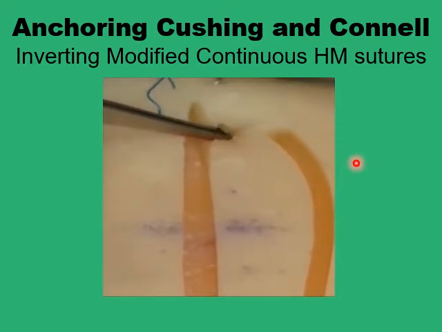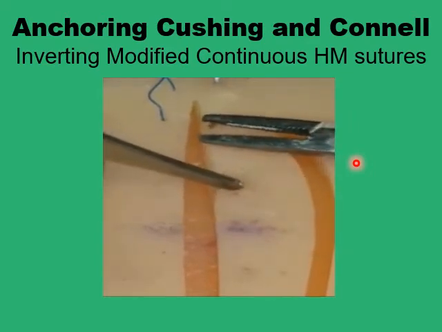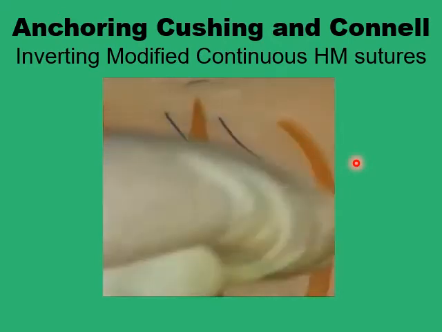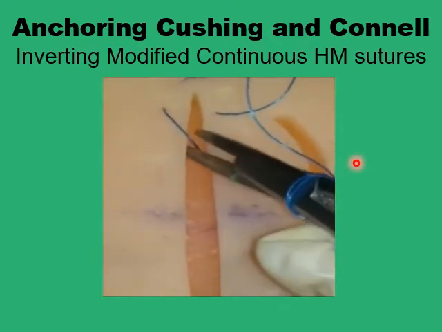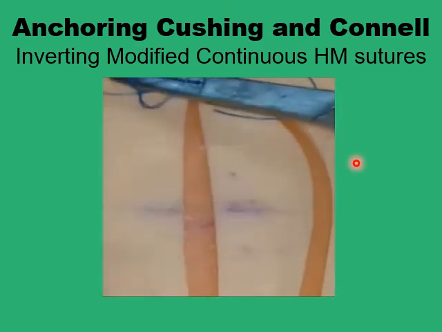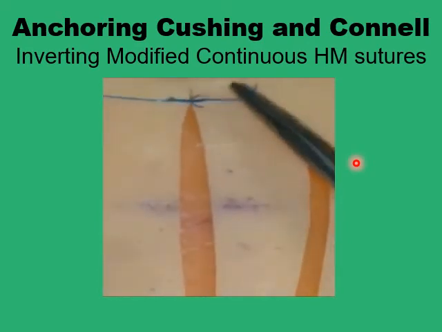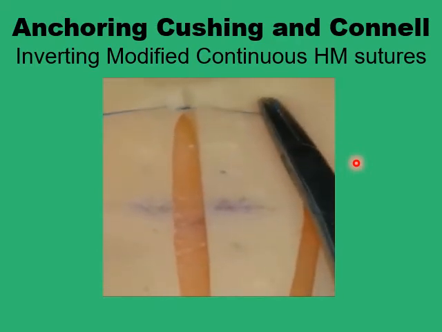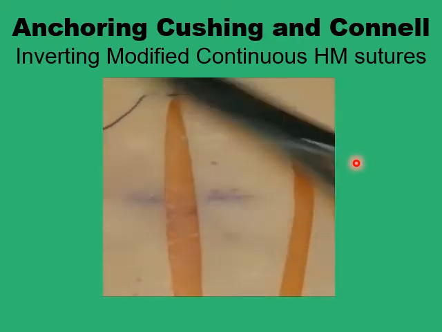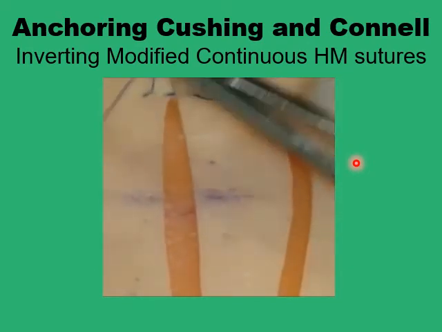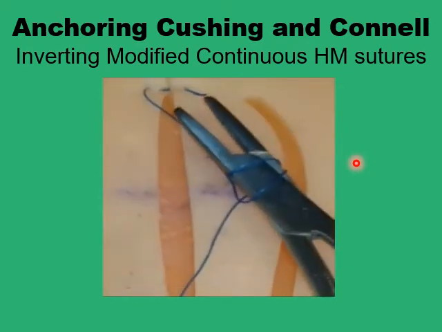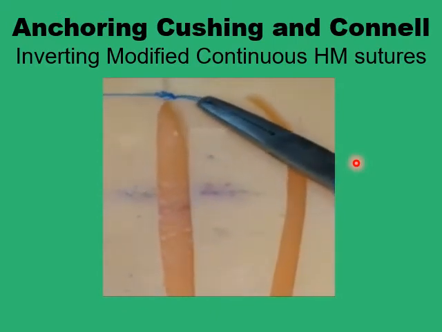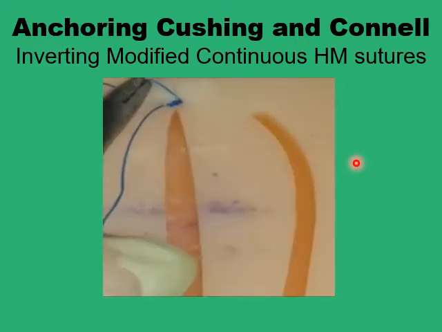And it is modified in the sense that the strands of the sutures that are on the surface are actually going perpendicular to the wound rather than parallel as in the conventional horizontal mattress. But this configuration will bring about inversion of the wound edges, which is required if you are suturing a closed viscera or doing a pharyngoplasty, for example. So you form the first horizontal mattress suture.